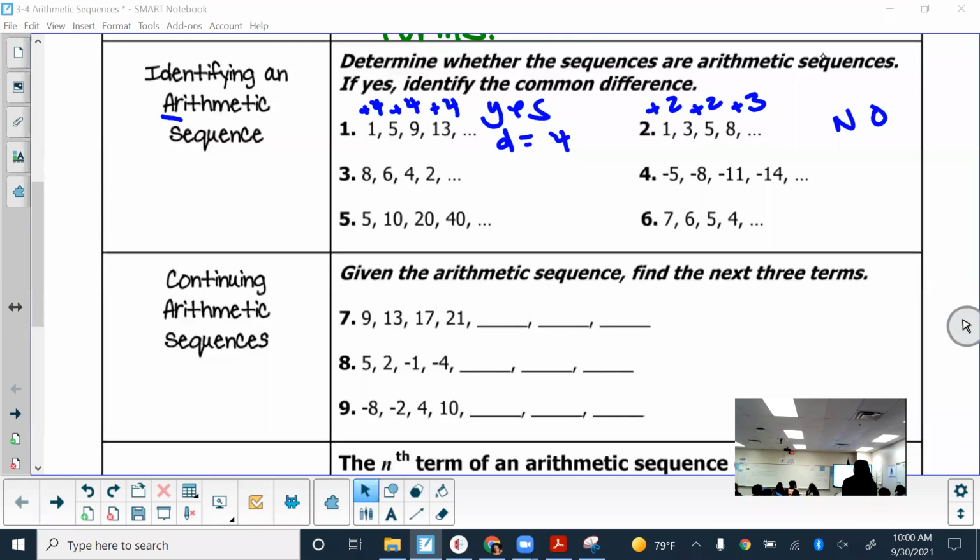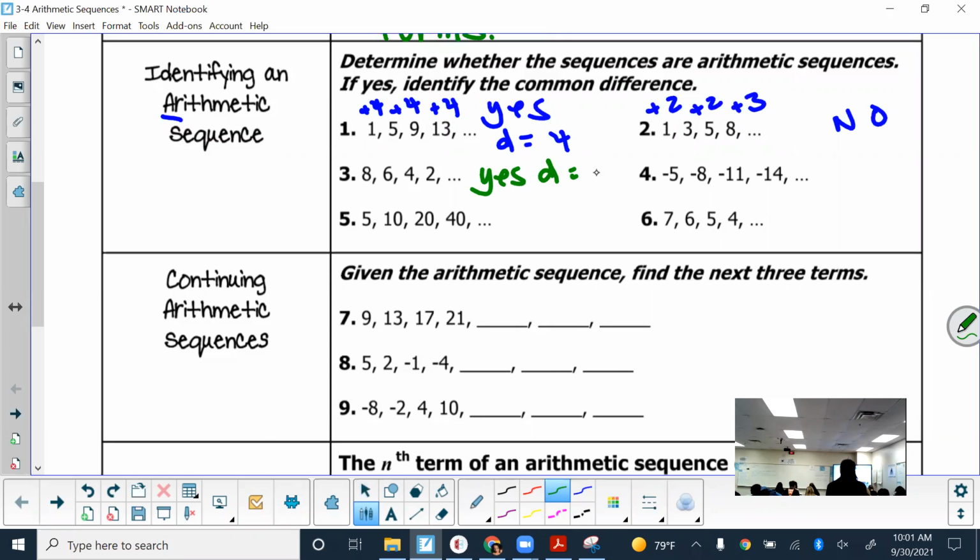All right, so number 3, is it an arithmetic sequence? Yes. What was the common difference? Positive or negative 2? Positive. If it was positive 2, shouldn't the next number be 10? So it's a negative 2. All right, it's like adding a negative 2 each time, or like subtracting 2 each time, same thing.